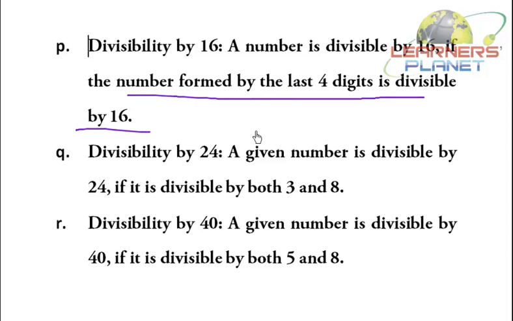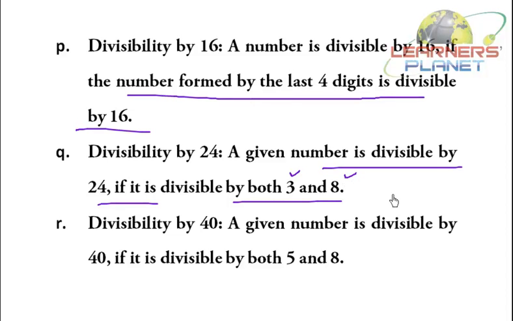Similarly, divisibility by 24. A given number is divisible by 24 if it is divisible by 3 and 8. Further friends, 3 and 8 are the factors of 24 which are co-prime to each other. So if we have to check whether the number is divisible by 24, we can individually go for the divisibility of 3 and 8.